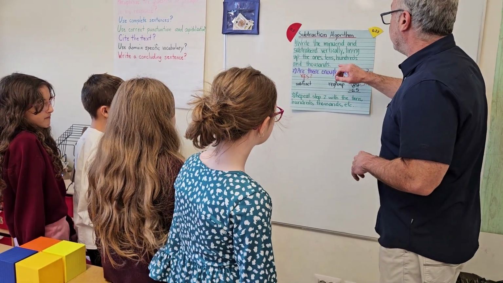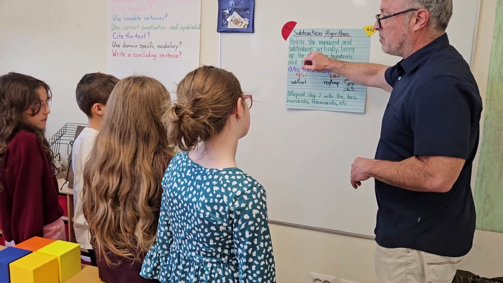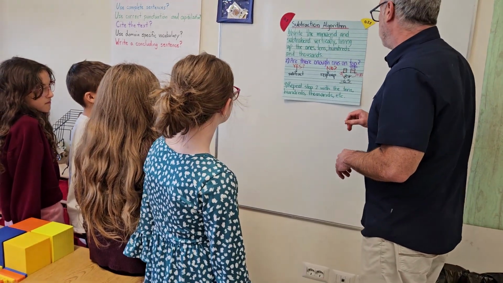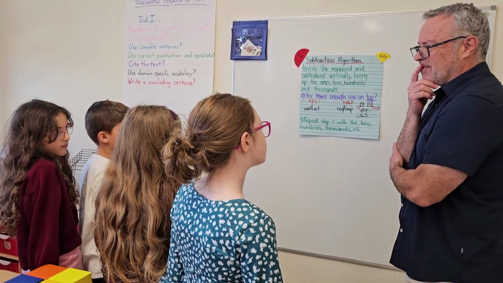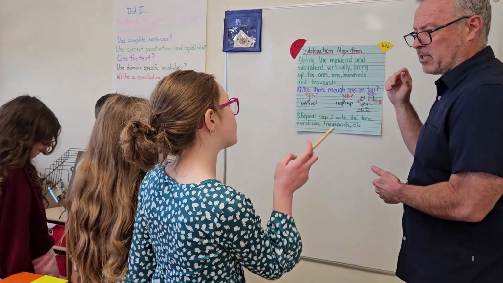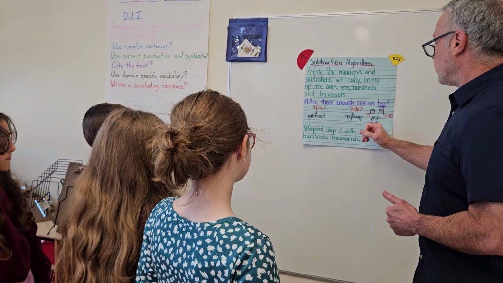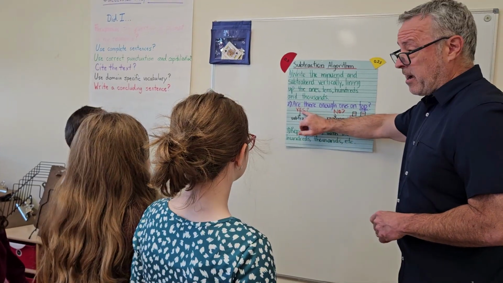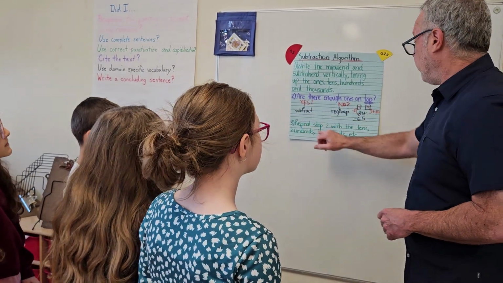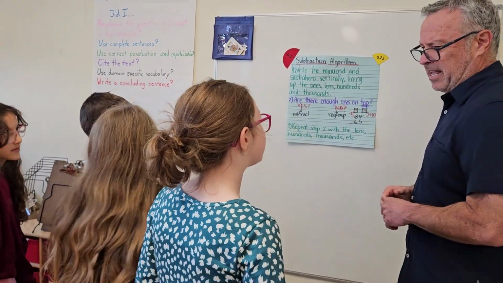So the minuend has to be big enough that we can take the subtrahend away. What do we do if there's not enough in the bigger number? Regroup. Okay. If there is enough, then we just subtract, right? If there's not enough, no. We regroup. What does that mean?